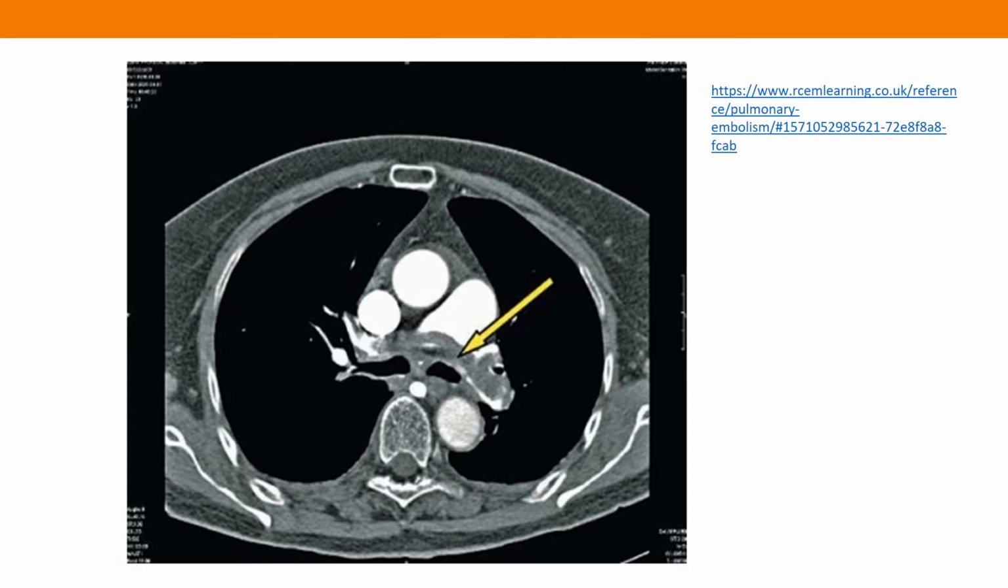When we're looking at the imaging of a CT scan, this is a slice from the pulmonary embolism section on the Royal College of Emergency Medicine Learning website. You can see where there is no contrast in the pulmonary trunk, as seen by the arrow, and this represents a massive PE on CT-PA scan, or CT pulmonary angiography, which is the gold standard diagnostic test for PE.